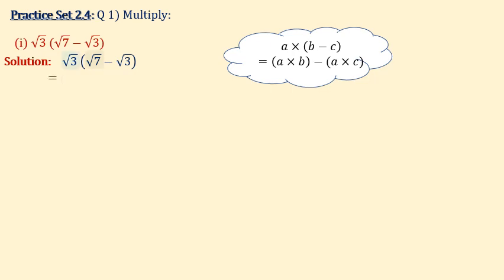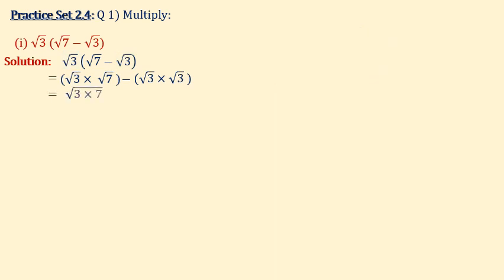So we multiply root 3 into root 7 minus root 3 into root 3. Now root 3 into root 7 have the same order, so we multiply the radicands. Root 3 into root 3 is 3. So the answer obtained is root 21 minus 3, which is also a binomial quadratic surd.